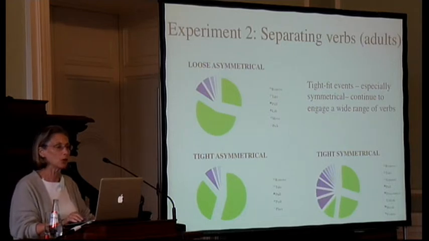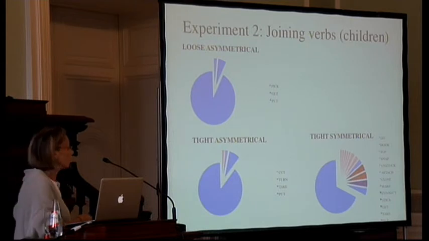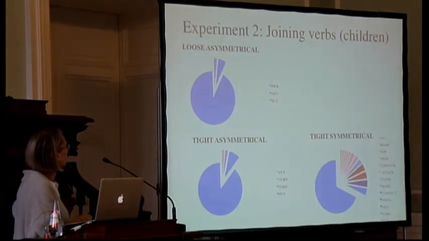So it looks like there's a change in the balance of the use of the kinds of verbs we have, depending on whether the event is tight or loose fit. These are the data for the joining verbs for children. So for children, there's much less variety, as I said. This is loose asymmetrical, and get and put is almost everything for children.